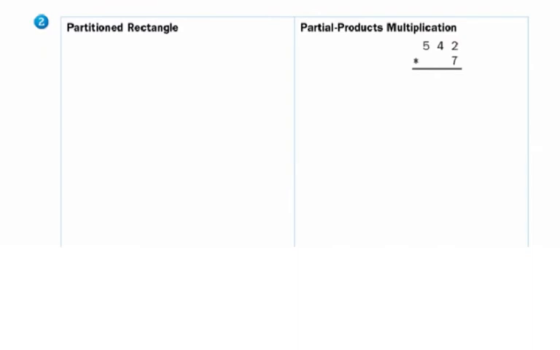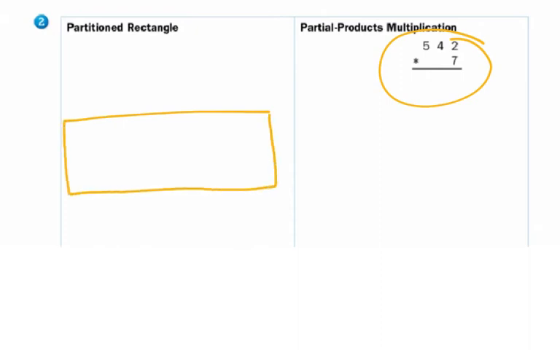On the bottom of page 120, I'm going to take the problem 542 times 7. Going to go ahead and make a rectangular box. I'm going to think of 542 as the value of the 5, which is 500, plus the value of the 4, 40, plus the value of the 2, 2. Go ahead and divide those up. And this is where those multiplication facts are crucial for a quick recall.